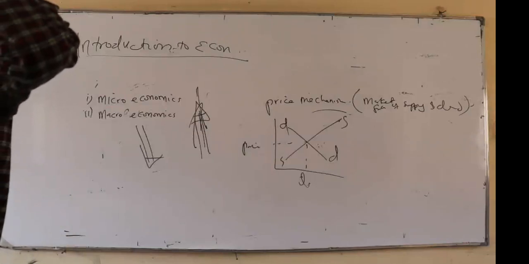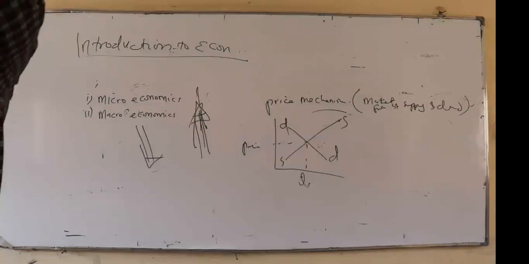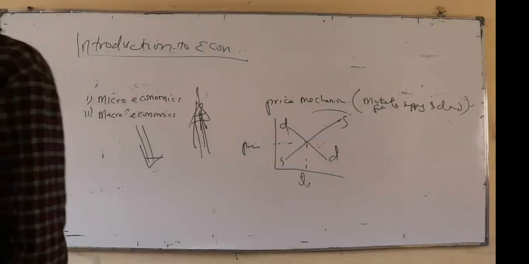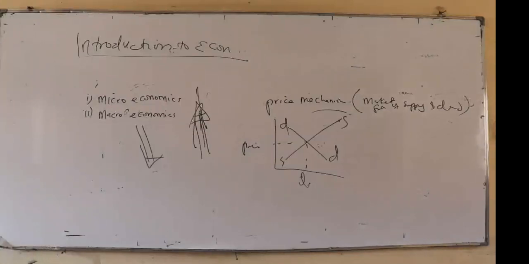Number 4 is competition. You said there are many buyers and sellers in this economic system.